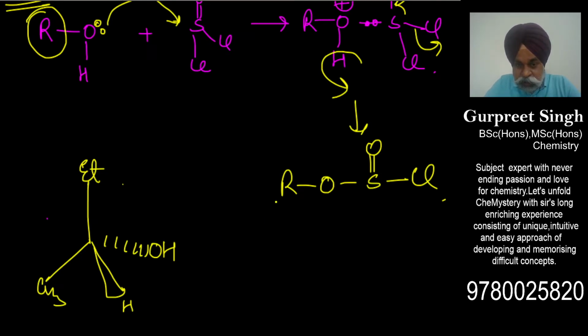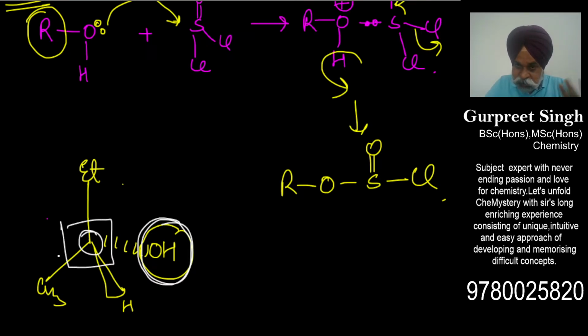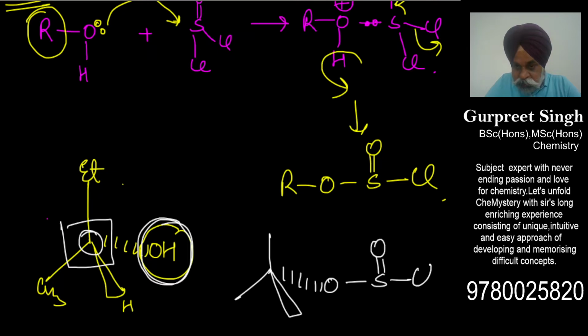This is the entity, because at present nothing has attacked this carbon. The carbon which has the configuration is not being attacked by anything. The attack happened at the OH part, so the configuration would be retained as such in the reaction. So after the reaction, what you get is this part remaining the same, and here you have ethyl, methyl, and H. This is what you are going to get.